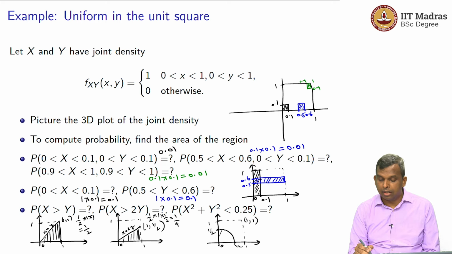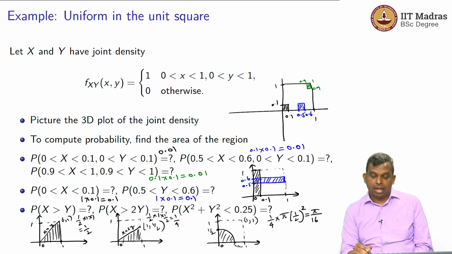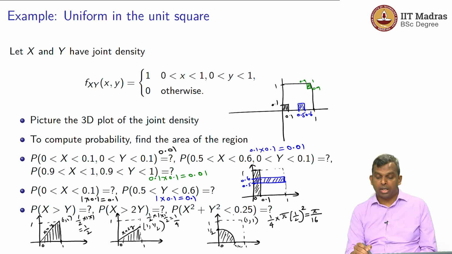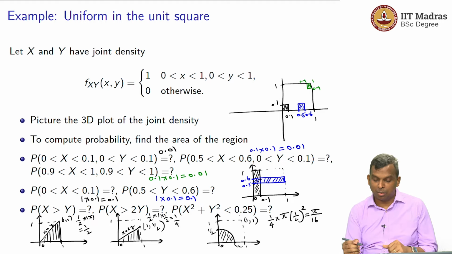Okay, and it's a circle, and this is like 1/4 of a circle, right? So it's 1/4 times pi times r squared. So that will be pi by 16. So that's the answer for this probability. What's the probability that x squared plus y squared is less than 0.25? It's pi by 16. Okay, so notice we're dealing with numbers like pi and all.